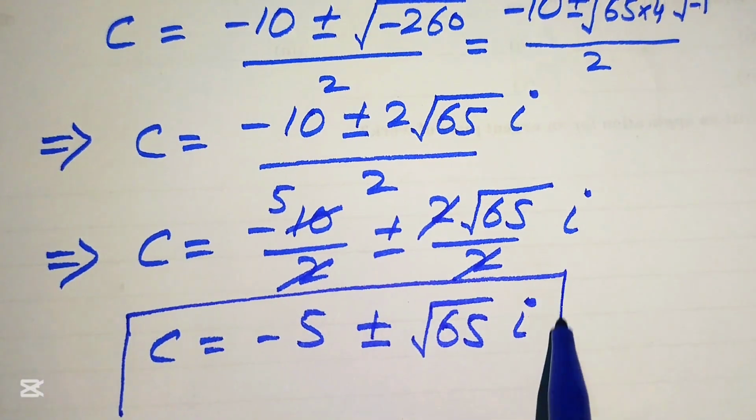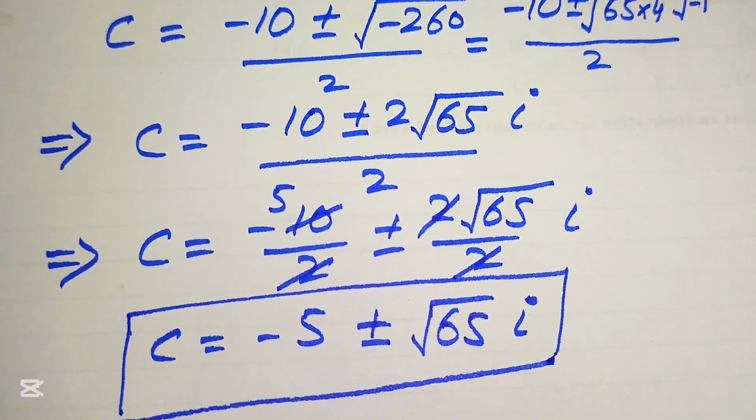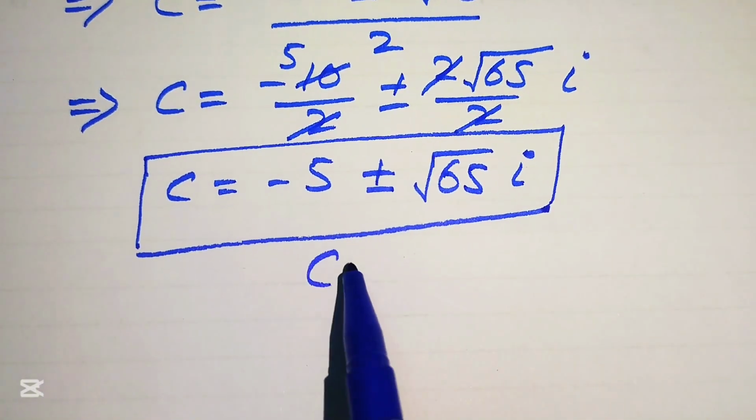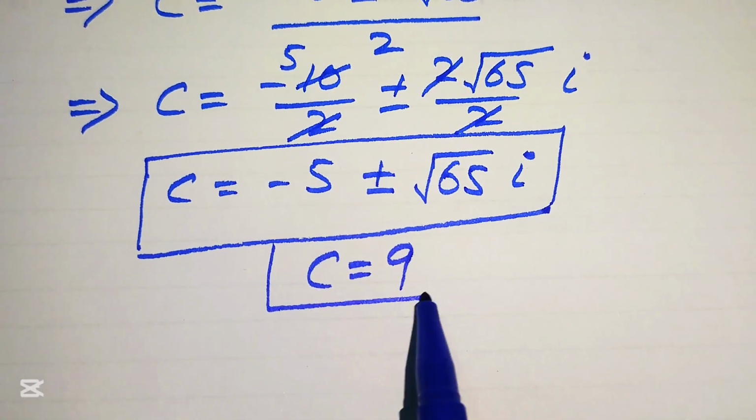So these are the other two complex roots of the given equation, and the one real root of the given equation is c = 9.